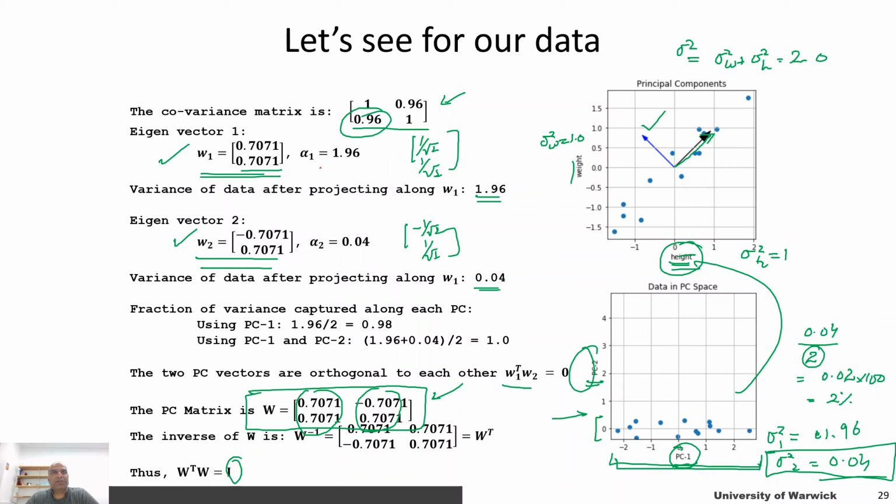If you pay attention to what these alpha values are, these are the eigenvalues corresponding to the first principal component, and the first eigenvalue comes out to be 1.96. Then if you do the projection, the variance is also going to come out to be the exact same number. So these alpha values that we get are actually the variances of the data. This is going to be the variance along this direction, and this much is going to be the variance along this direction.